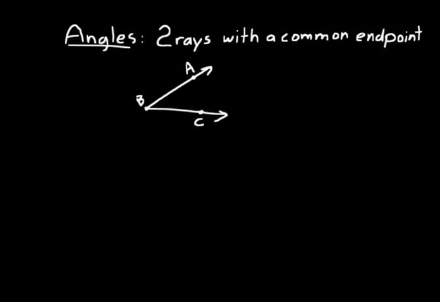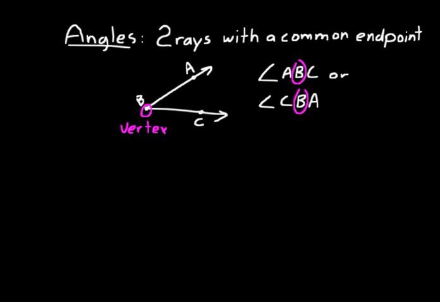Now we use a special symbol to identify an angle, an angle-looking symbol, and then we write the letters A, B, C, or we could do this angle C, B, A. Where the two rays meet, where that endpoint is in common, we call that the vertex. It has a special name. And notice when we write down the angle, like angle ABC or CBA, the letter representing the vertex is always in the middle of those three letters.